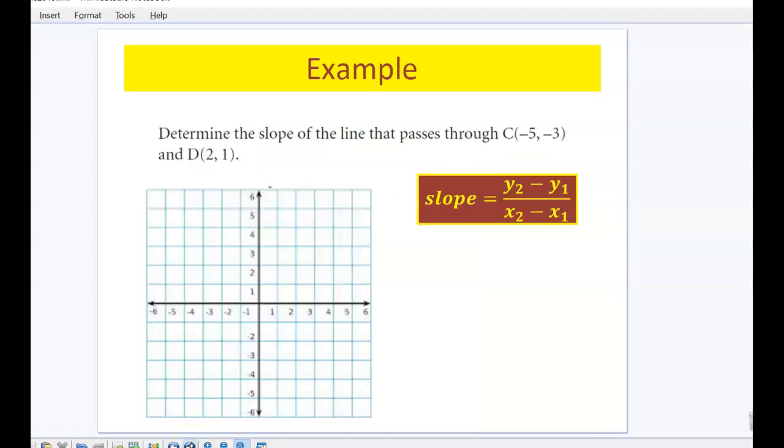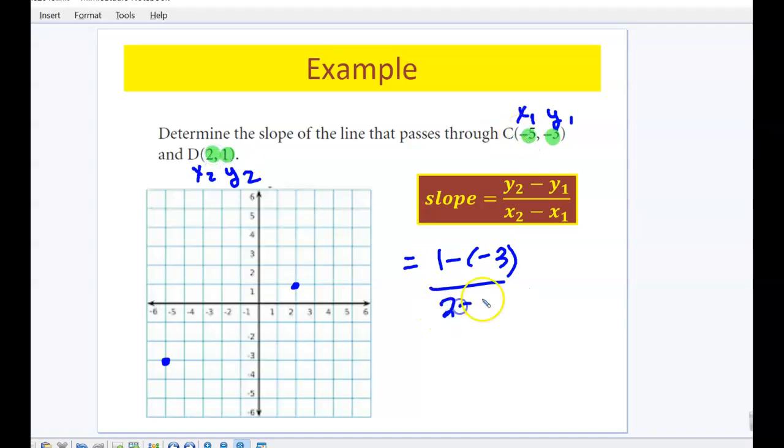So in the next example, I want to determine the slope of the line passing through -5 and -3, which is right here, and 2 and 1. Again, I'm going to use the slope formula this time. So I'm going to call that point x1, y1, and this one x2, y2. If I calculate the slope, it's going to be y2, which is 1, subtract -3, and I'm going to divide that by x2, which is 2, subtract -5. So this works out to be 1 subtract -3 is 4, 2 subtract -5 is going to be 7. So my slope is going to be 4 over 7.